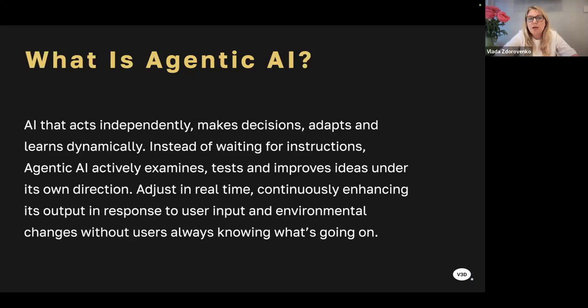Agentic AI is another type of AI that makes decisions, adapts, and learns dynamically, and it's not waiting for instructions. It can actively examine and make decisions itself. It can improve ideas under its own direction, while adjusting in real time and enhancing its own output and response. That means that we as designers need to understand both of them.